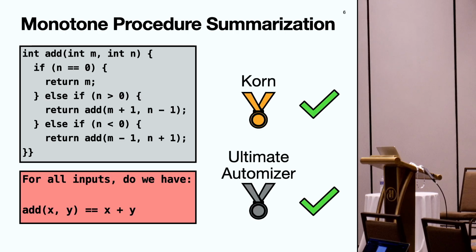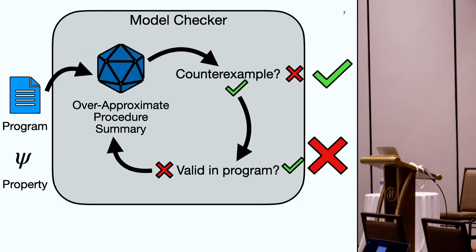We have some state-of-the-art verifiers like Korn and Ultimate Atomizer that, given these two, say, yes, this program meets this specification. These two tools are model checkers. And what model checkers often do, given a program, is that they compute an over-approximate summary of what each procedure's semantics, and they use this summary in order to interpret procedure calls. And then they do a counterexample guided loop in order to prove or refute a property about the program.